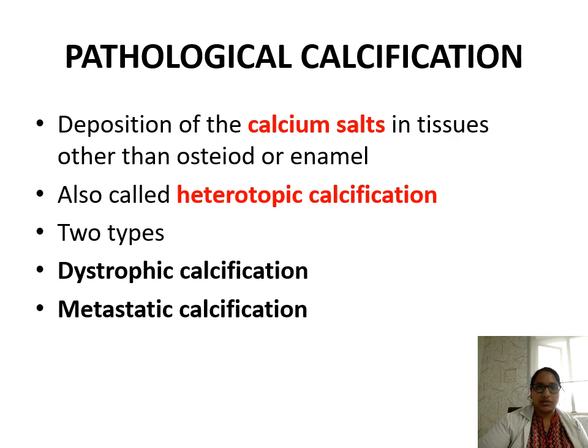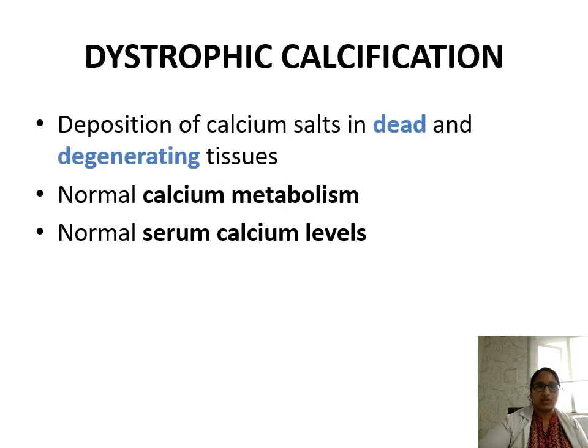And pathological calcification is of two types. One is dystrophic calcification, the other one is metastatic calcification. The term dystrophic means dead and degenerating tissues. So if the deposition of the calcium salts is occurring in the dead and degenerating tissues, it is called dystrophic calcification.